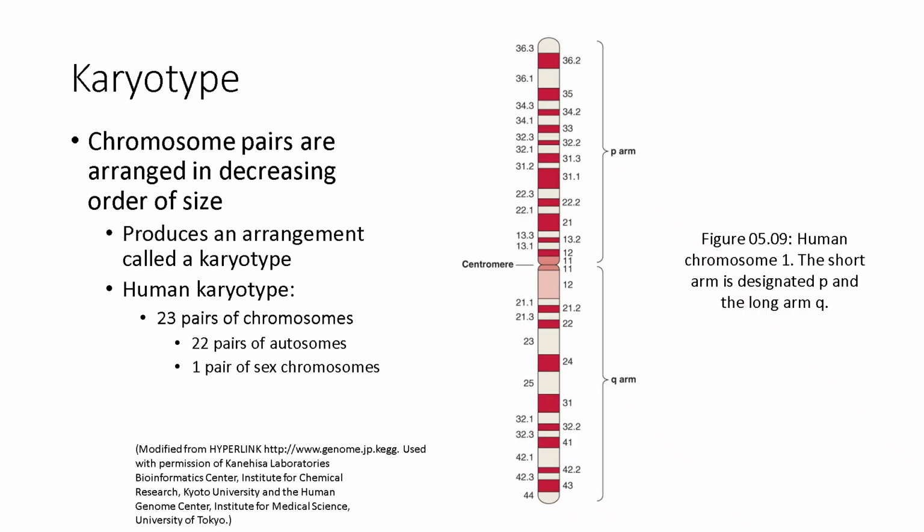A karyotype is a visual arrangement of an individual's chromosomes, ordered by size and structure. Humans have 23 pairs of chromosomes: 22 pairs of autosomes and 1 pair of sex chromosomes. This visualization is commonly used in genetic diagnostics and is especially helpful in identifying chromosomal abnormalities.